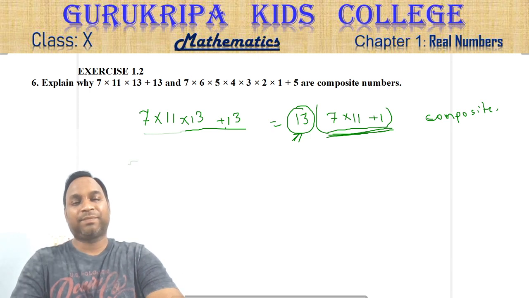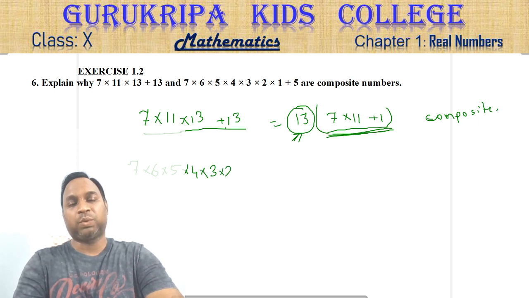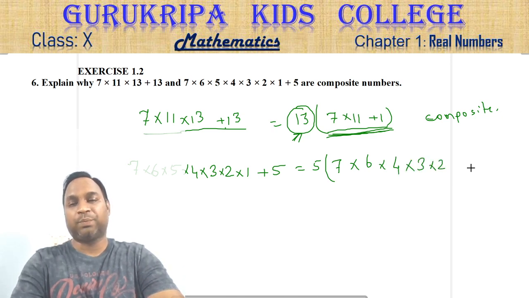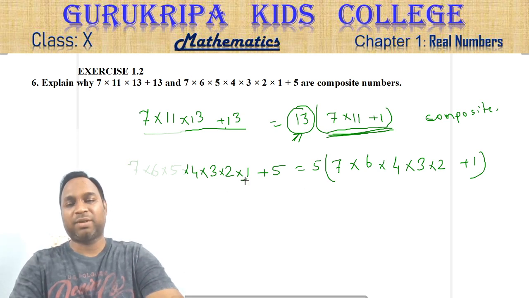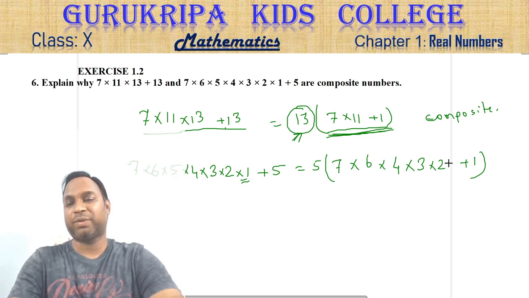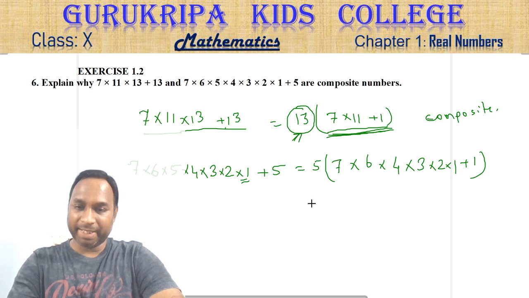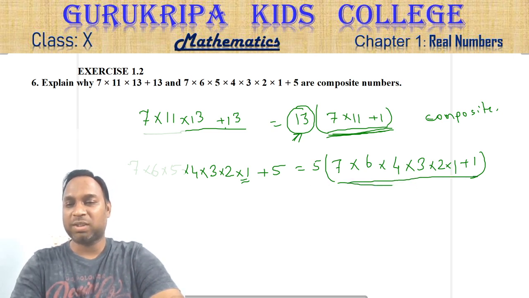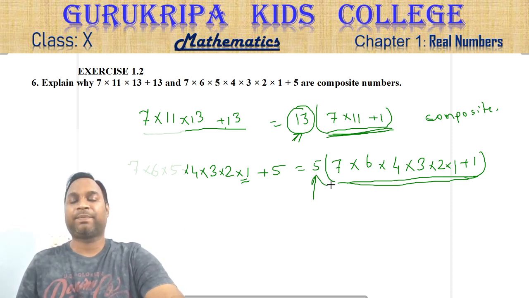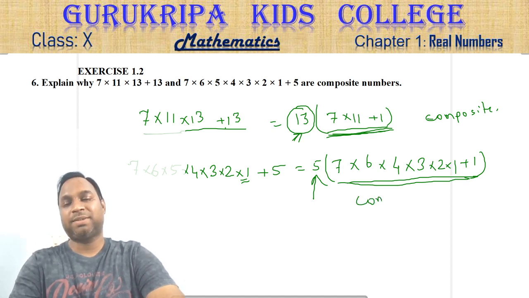If you take the second number, 7 into 6 into 5 into 4 into 3 into 2 into 1 plus 5. Again, take 5 common. What are you left with? 7 into 6 into 5 is gone now. 4 into 3 into 2 plus 1. This 1 is ignored actually in multiplication. There is no value for 1. So I have left that one. If you want, you can put 1 here also. So again, whatever this thing comes out to, there is a factor 5 sitting over there, so the number is composite.